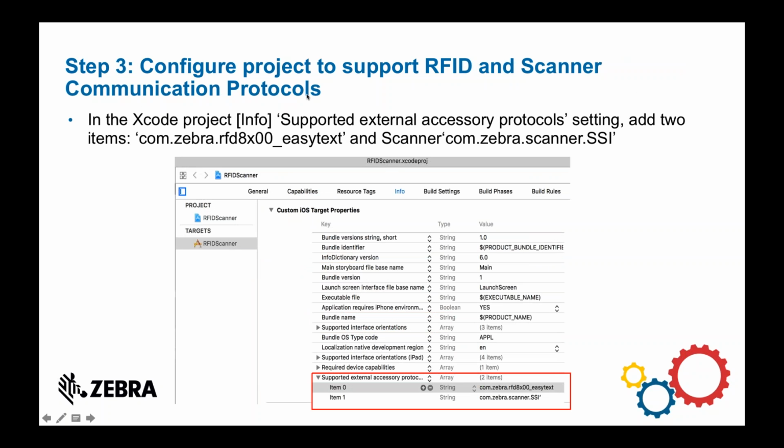Step 3, application project import tab. Add the 2 entrance settings for the RFID communication protocol. So first one, you need to enable the RFID easy text protocol. The second item, you need to enable the Scanner SSI protocol. Okay, let's go to step 4.